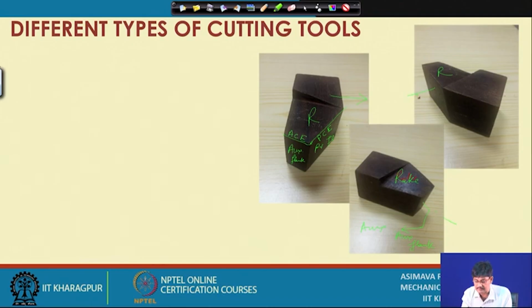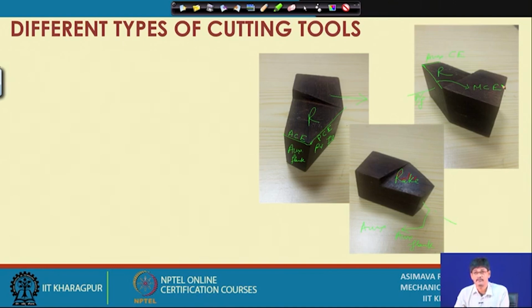This one is principal flank. This one is the main cutting edge. This is the auxiliary cutting edge. This one is the main cutting edge. So, this way you will also become quite conversant in identifying the different parts of the tool.